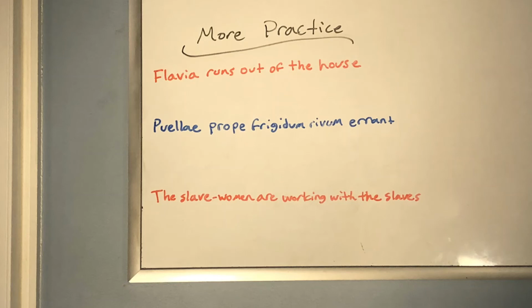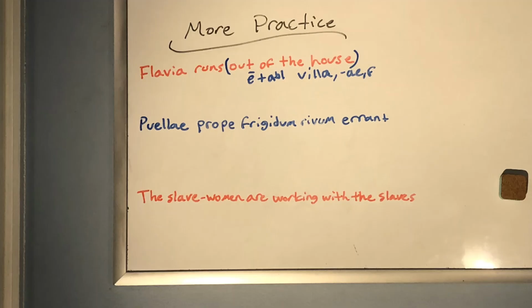Now that you've had a second to go over this, I will go over them for you. So the first sentence, Flavia runs out of the house. Once again, I will bracket out the prepositional phrase. So the prepositional phrase here is out of the house. Out of is the English translation for the Latin preposition e. You can either use e or a/ab here. Either one works. The two are really interchangeable. For me, I think of out of as e and from as a, but whatever works for you.